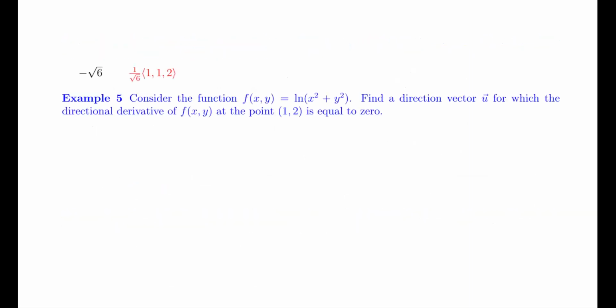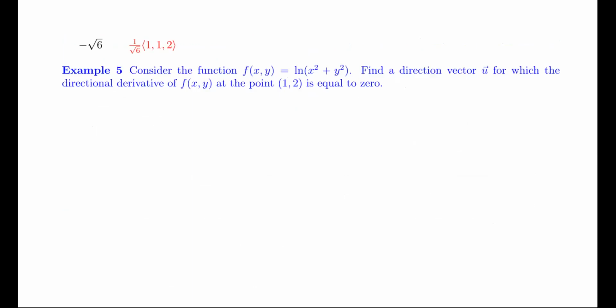And then finally here, we have a function f of x, y is equal to natural log of x squared plus y squared. We want to find a direction vector u for which the directional derivative of f of x, y at point 1, 2 is equal to 0. So first, let's find the gradient of f of x, y.